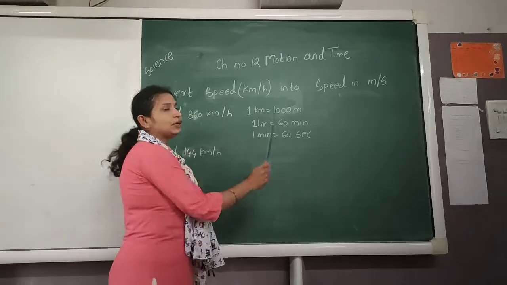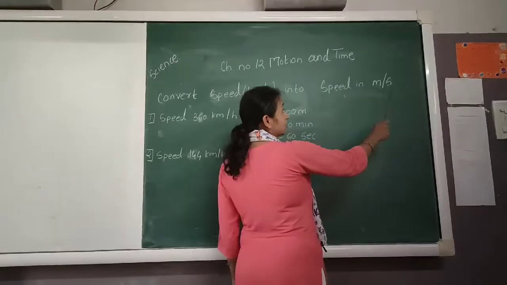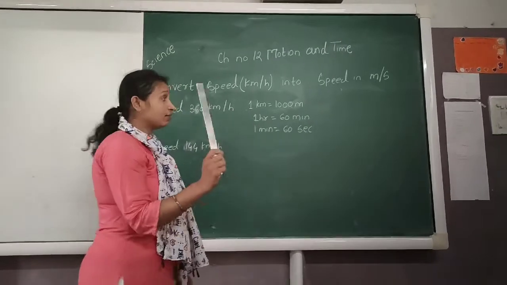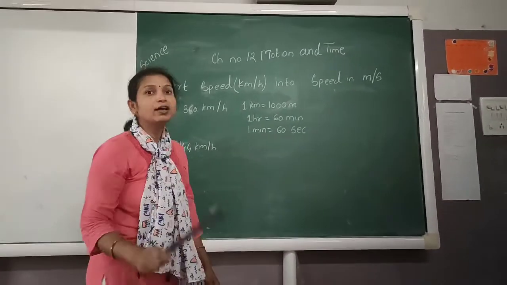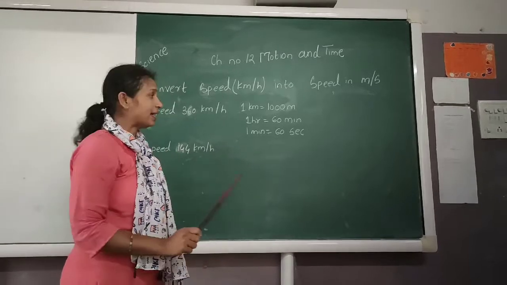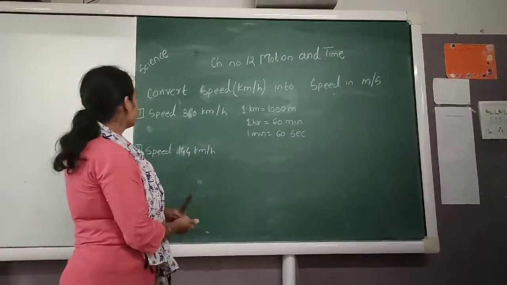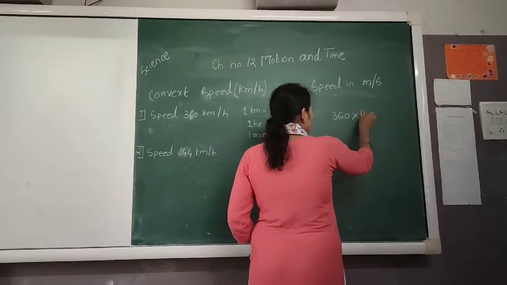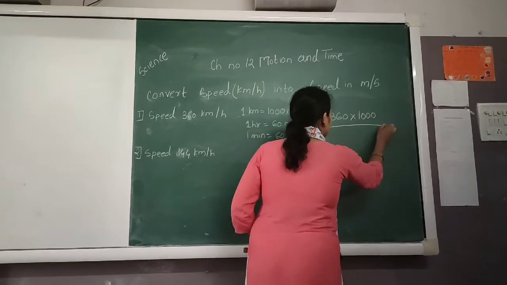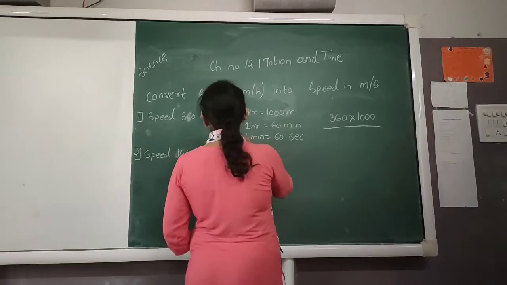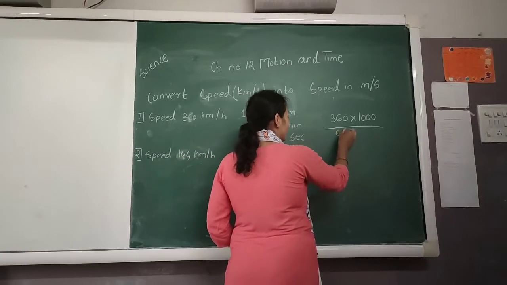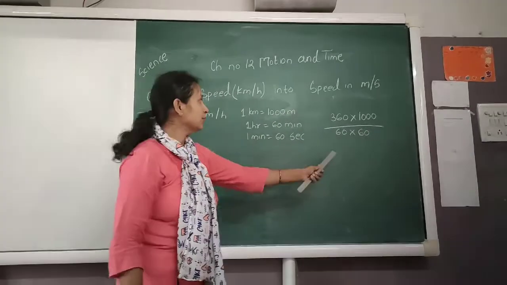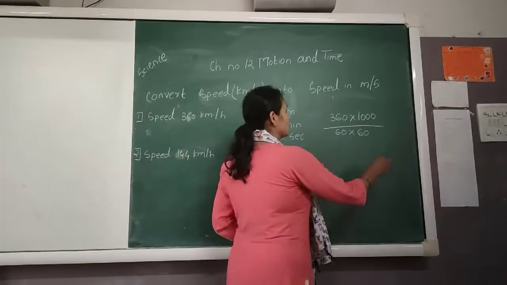Then 1 hour is equal to 60 minutes. But our expected unit is second. So 1 minute is equal to 60 seconds. When we want to convert this minute into second, we are supposed to multiply it by 60 into 60. So 1 hour means 60 into 60, so that number will come in the form of second.